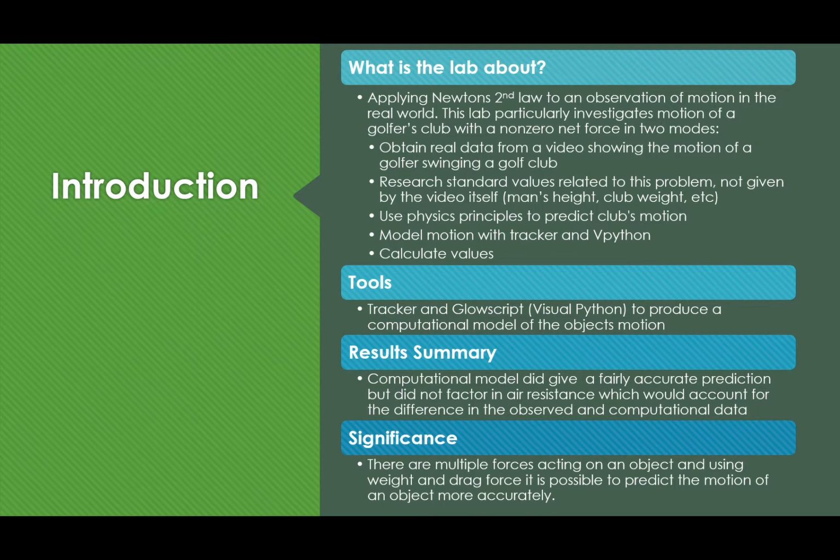The tools I used were Tracker and GlowScript Visual Python to produce a computational model of the object's motion. In the end, the results of my lab showed the computational model did give a fairly accurate prediction, but did not factor in air resistance in one account, which would account for the difference in observed and computational data. The significance of this lab is that it shows there are multiple forces acting on an object, and using weight and drag force to predict a motion makes it a lot more accurate because those forces do actually exist in the real world.